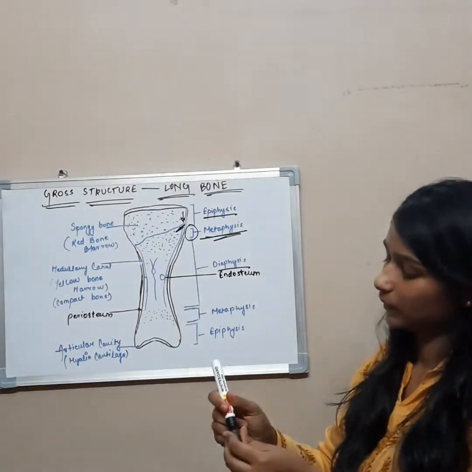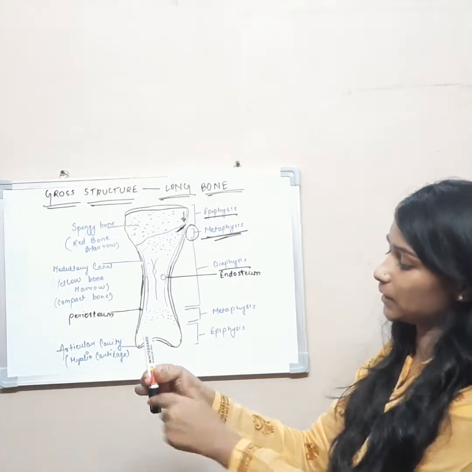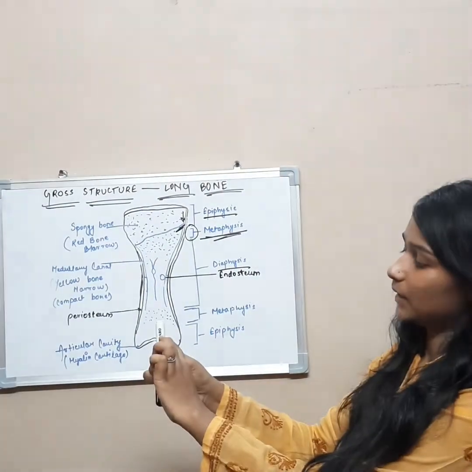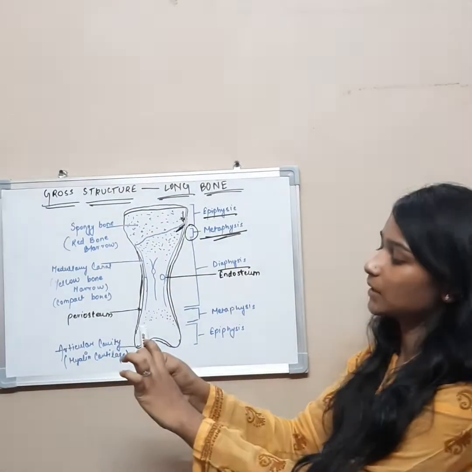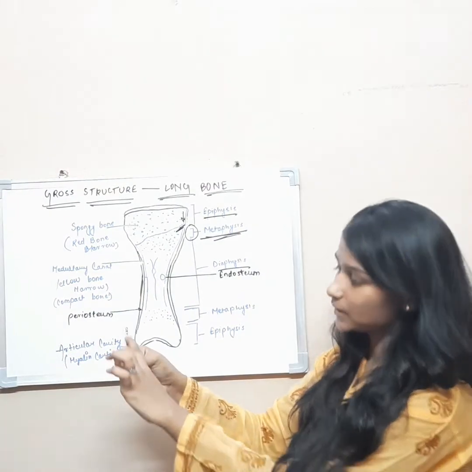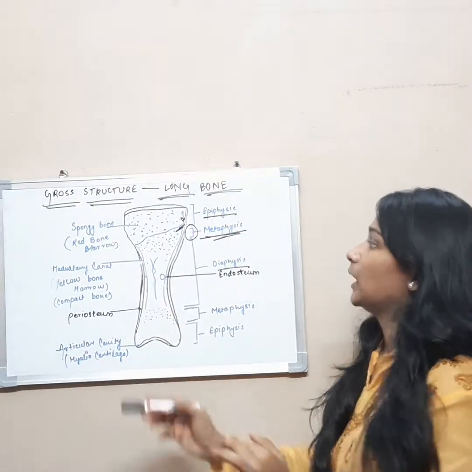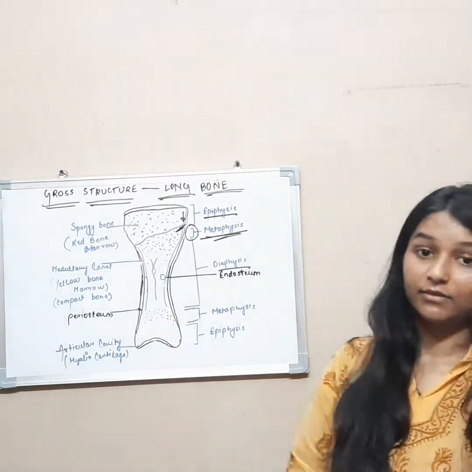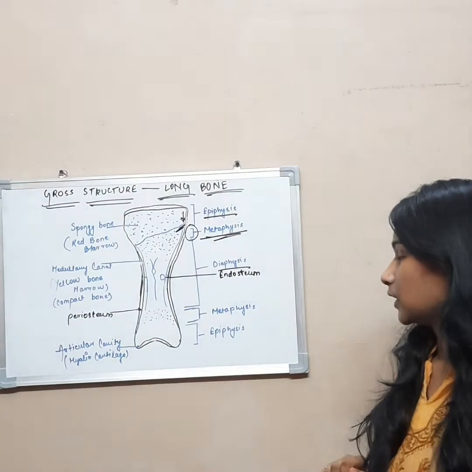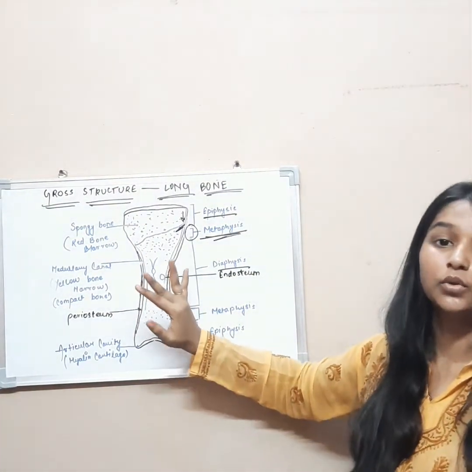So here, as you take this as a long bone, this is epiphysis, this is diaphysis, and the part where epiphysis is ending and diaphysis is starting, there is the presence of metaphysis. And why does epiphysis do the secondary ossification while the diaphysis does the primary ossification? Because diaphysis helps in bone growth.